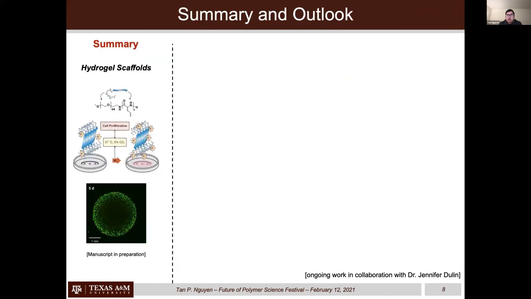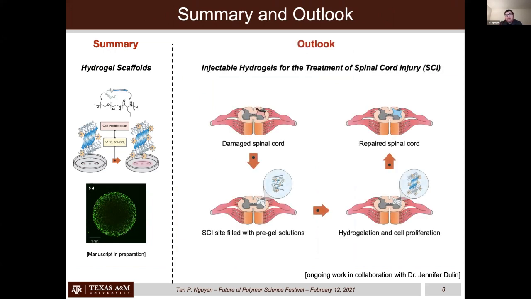These studies are the first step toward a bigger plan, which is to develop injectable hydrogel for the treatment of spinal cord injury. This is ongoing work in the Gully group in collaboration with Dr. Jennifer Doolin at the biology department.